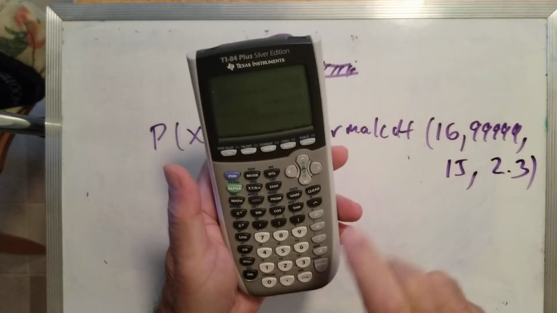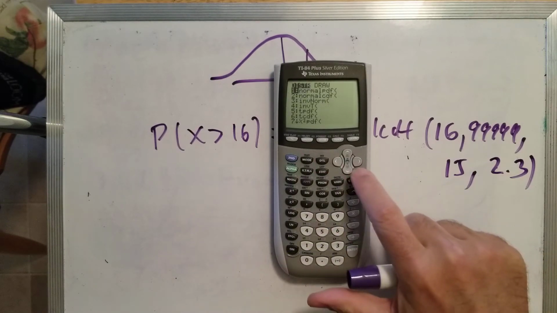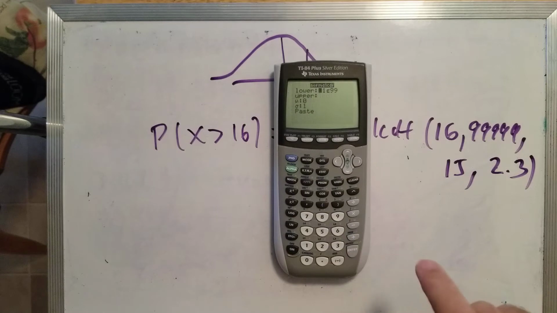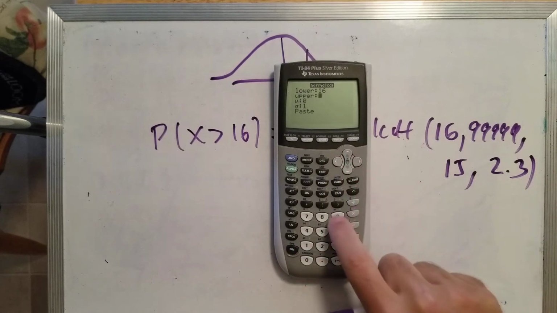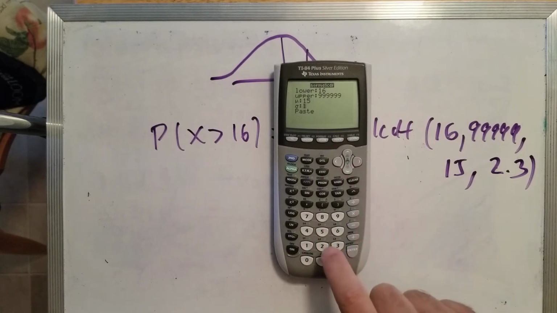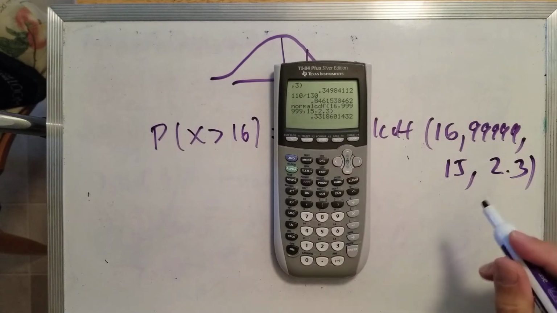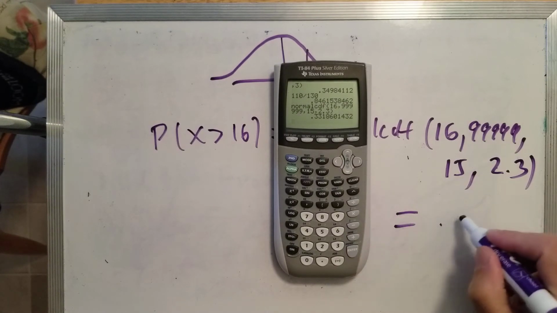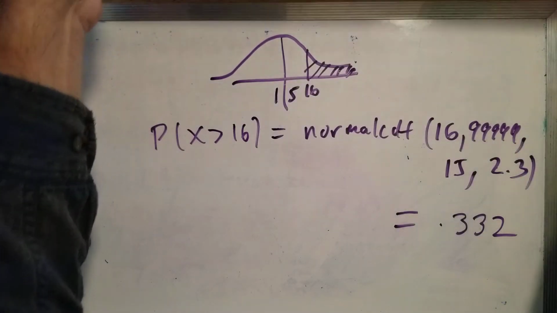And when I enter those on the calculator, I'm going to distributions, normal CDF. The lower x value is 16. The higher x value is 99999. The mean is 15. The standard deviation is 2.3. And the calculator spits out an answer of about 0.332 to 3 decimal places. Okay, that was the first kind of example using normal CDF.